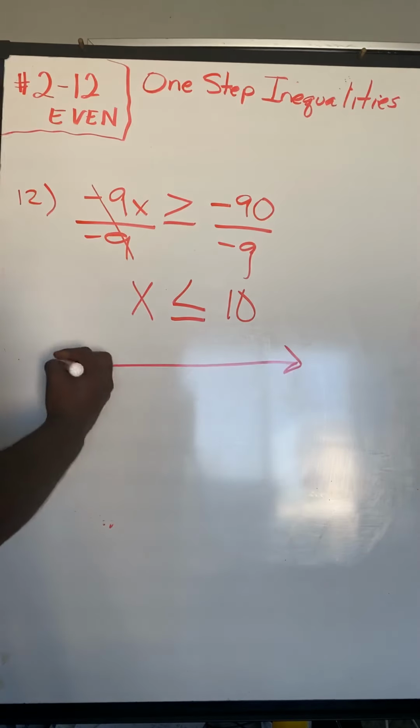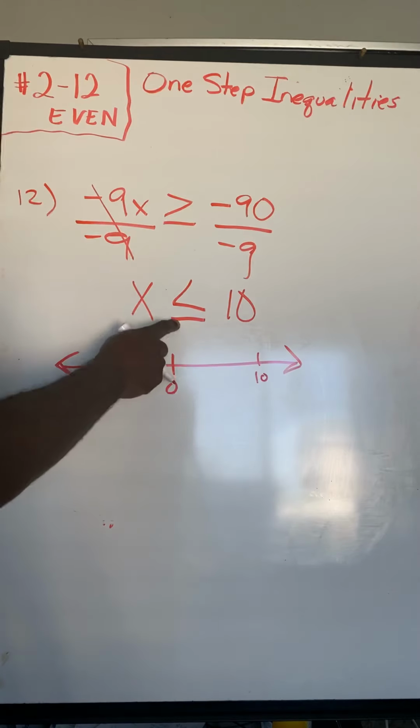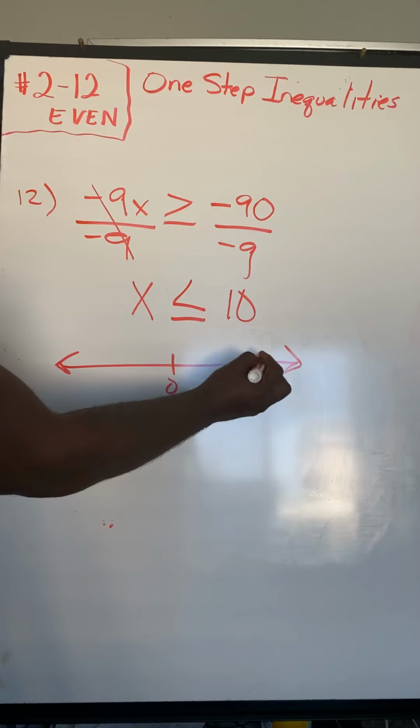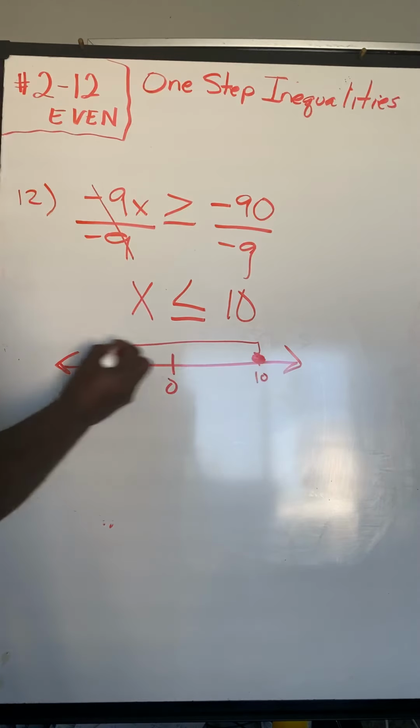My 3 steps. First step, go to the number. Okay, there's 10. Open or closed circle? That means closed. Which way am I shading, left or right? The point is at the x, so I shade to the left.